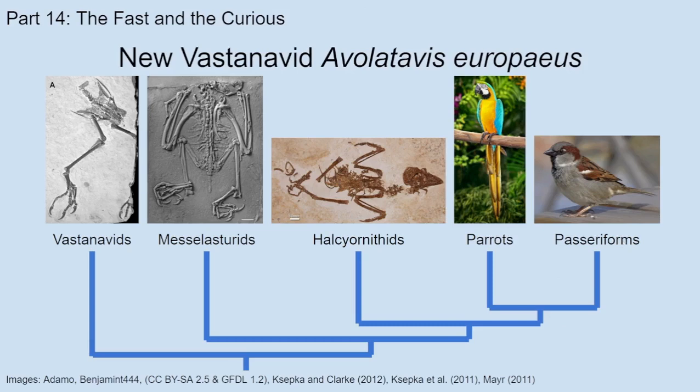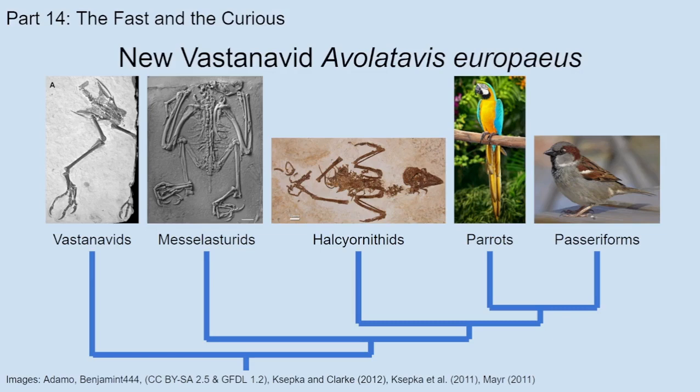I'll add that some of the other new specimens that they described belong to new species of mesolasturids, so we now have some new information on their anatomy as well. The same authors also described some new halcyornithid specimens from the London Clay Formation. And so, yeah, we're getting a lot of new data on all these different groups of birds, and that's really great. So hopefully, with time and further research, we'll gain more insight into exactly how these birds relate to modern groups. But for now, I think this particular topology is reasonably plausible.